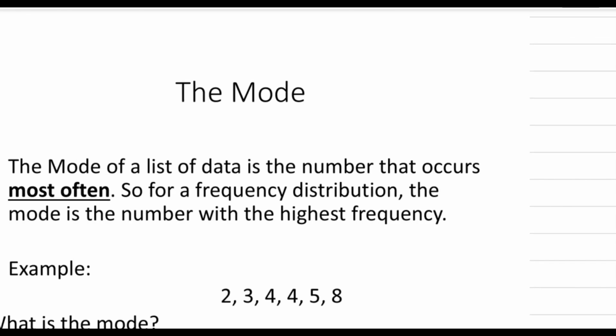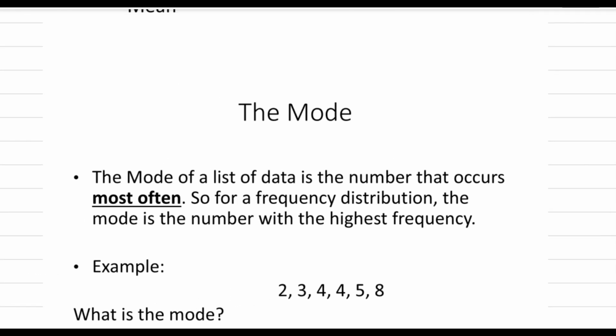Mode, you might all know what mode is. It's the most repeated number here. So look at this definition here, telling you the meaning of the mode: the most often number, or repeated number, the number with more frequency. So if you look at this example here, what is the most repeated number?